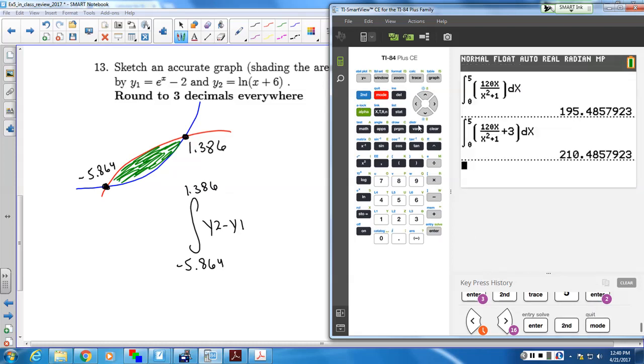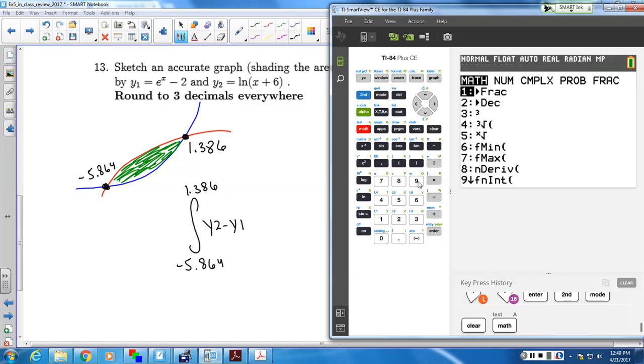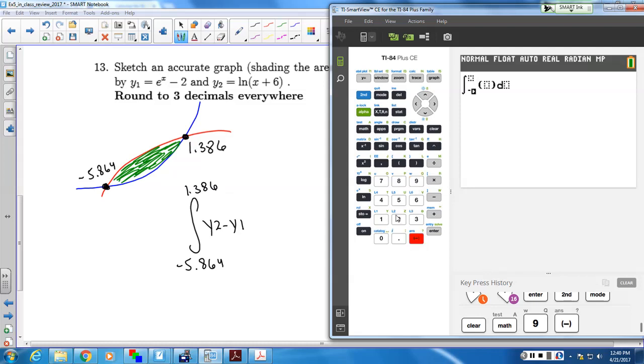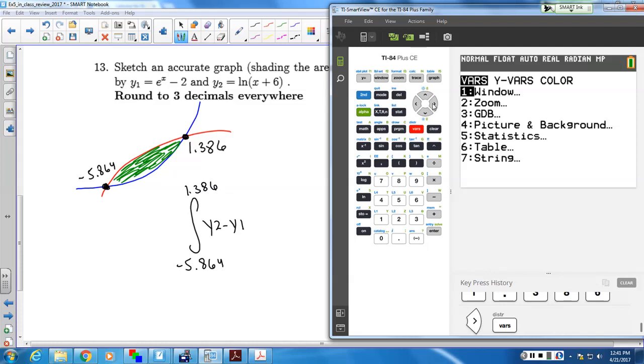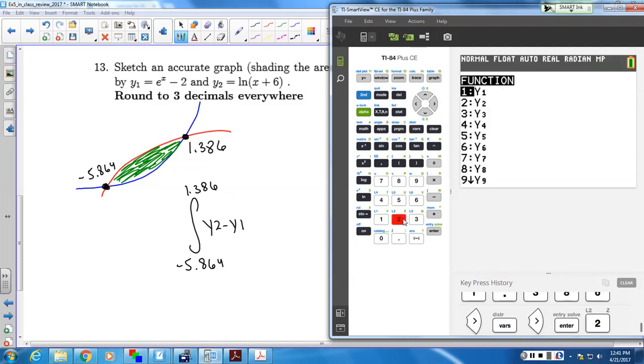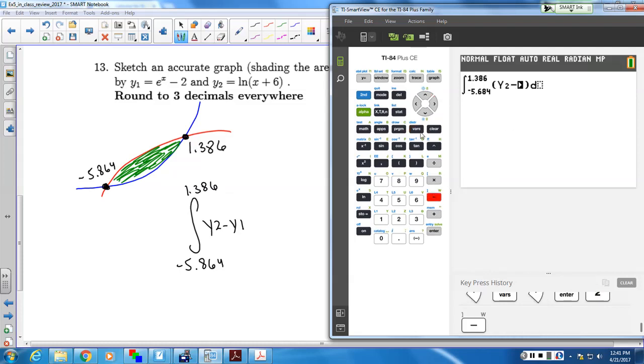Back on my home screen, I'm going to go to math 9 from negative 5.684 up to 1.386. And vars, y-vars, function y2. Minus vars, y-vars, function y1. And this is all with respect to x. Hit enter.